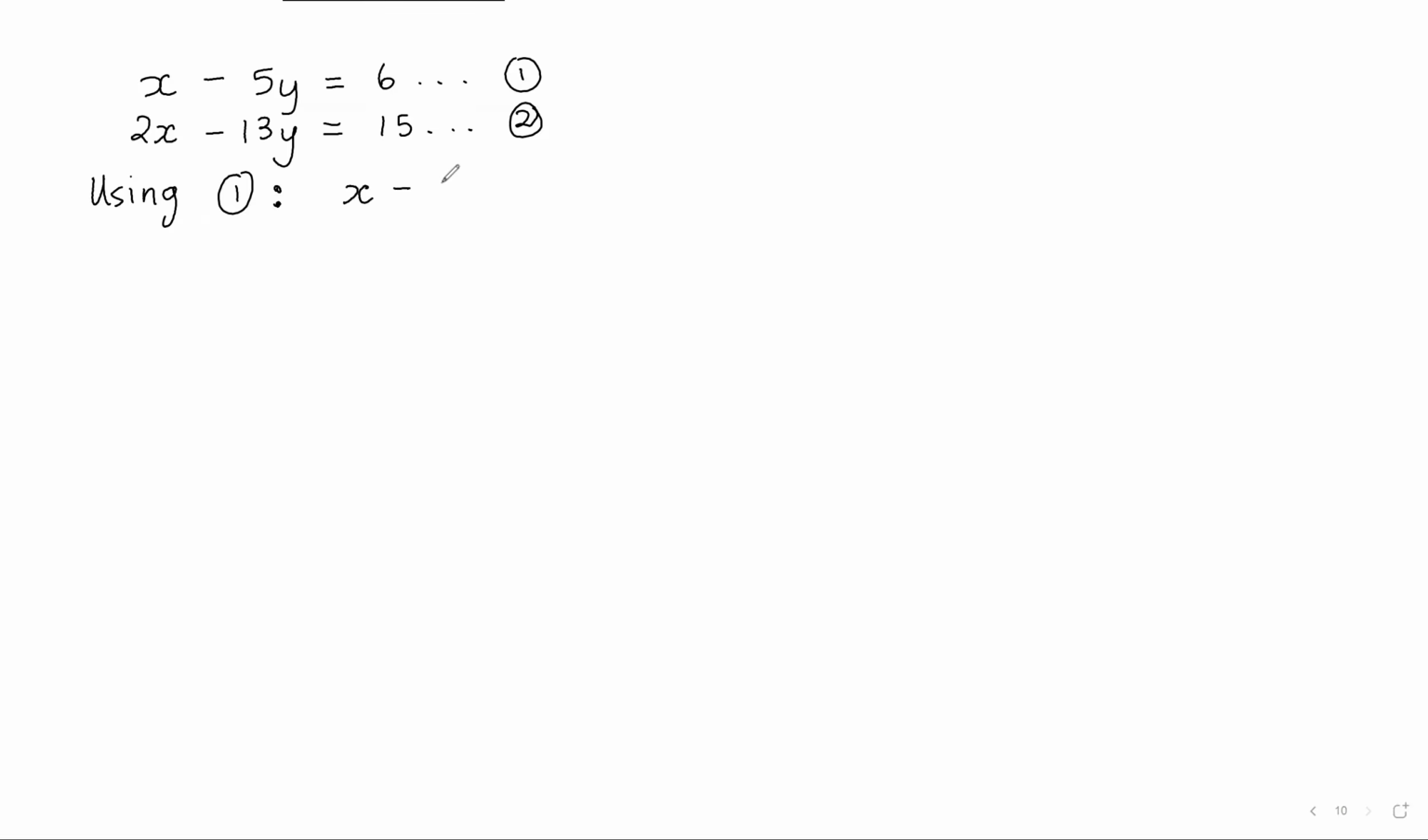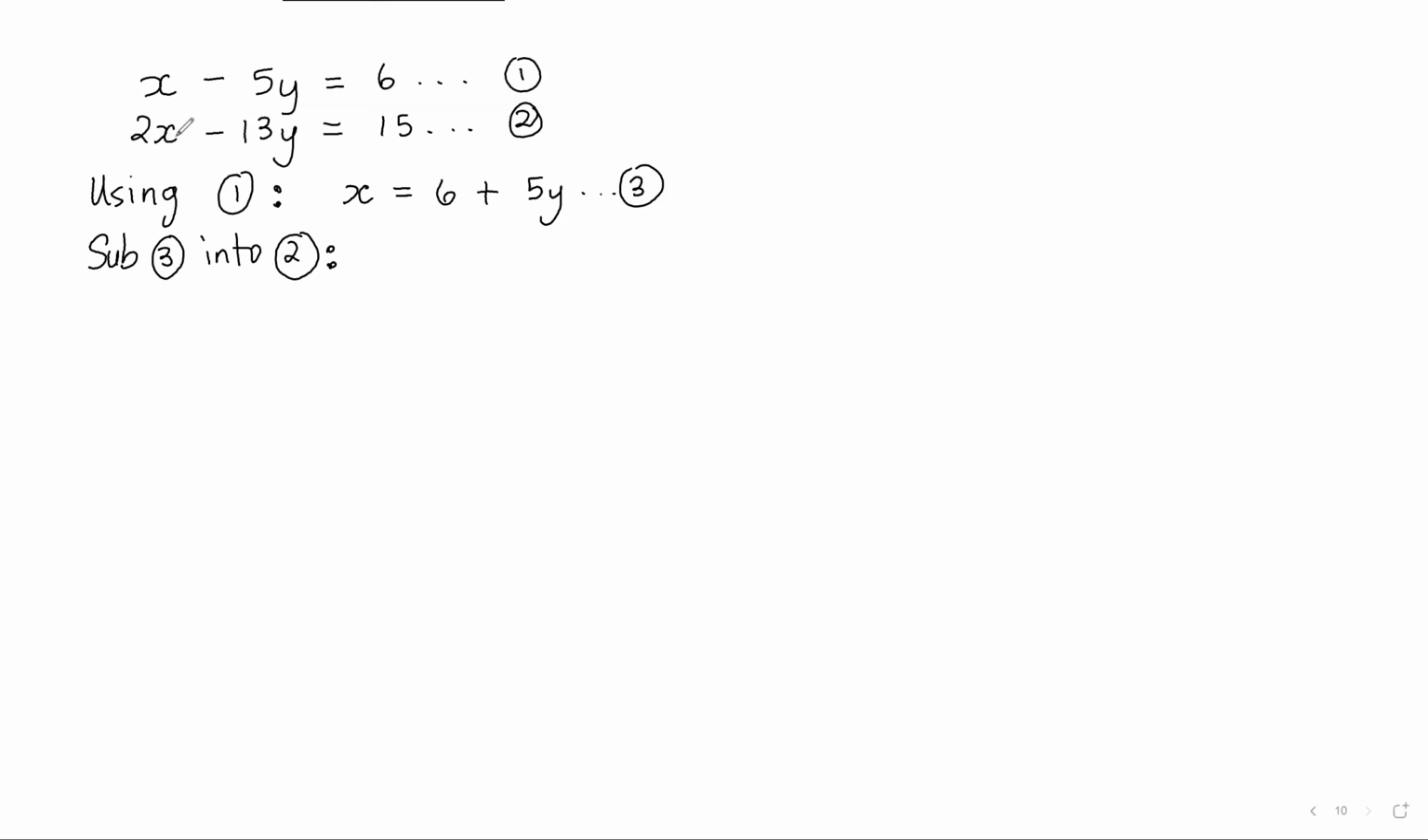So x is equal to 6. Since this is minus 5y, when I move it to the other side of the equation, it becomes plus 5y. So x is equal to 6 plus 5y. That is my third equation. Now that I have an expression for x, I am going to substitute that. So subbing 3 into the second equation. You have to do it in the other equation, not the equation from which you got the substitution for x.